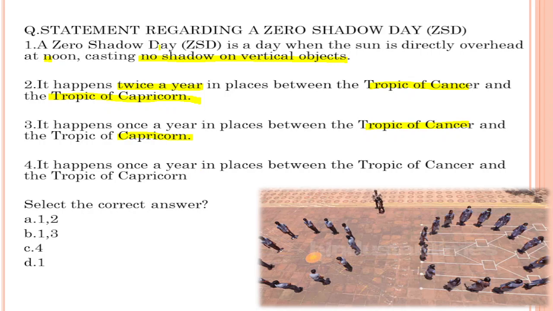Here the answer is: zero shadow day is a day when the sun is directly overhead at noon, casting no shadow on vertical objects, which is correct. It happens twice a year between the Tropic of Cancer and the Tropic of Capricorn. So both the first and second statements are correct, no matter whether the third and fourth statements are similar or not. So first and second, A, is correct.